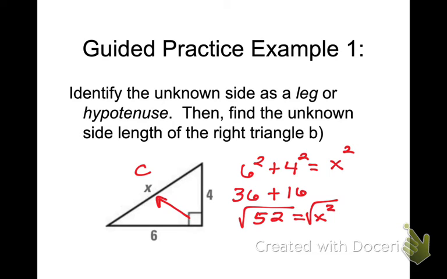Which means we have to simplify our radical. So what perfect square goes into 52? Probably 4, so I'm going to try that first. 52 divided by 4 on my calculator, I get 13. Will 13 be able to simplify any further? Nope. So that's going to be my two numbers. So 4 times 13. I get 2 square roots of 13 is equal to x.